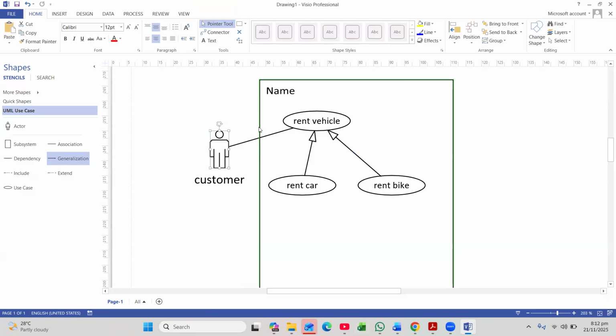That means that if I go to rent a vehicle, I'll have a module for either rent a car or a module for rent a bike. That means that I can't come here directly. Before I come here, I must go through rent a vehicle.